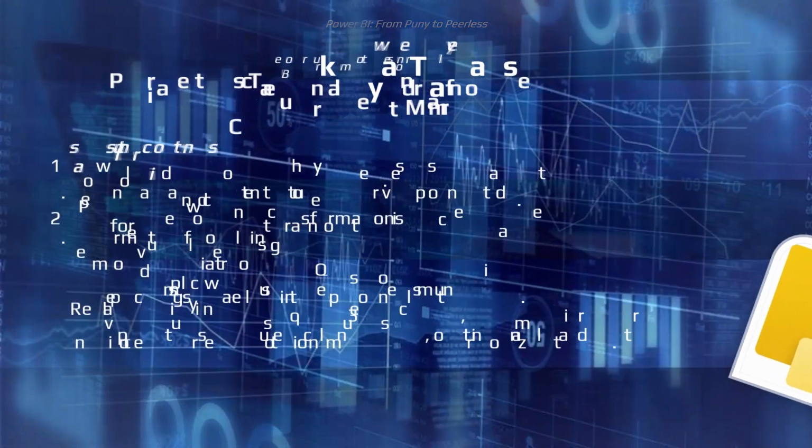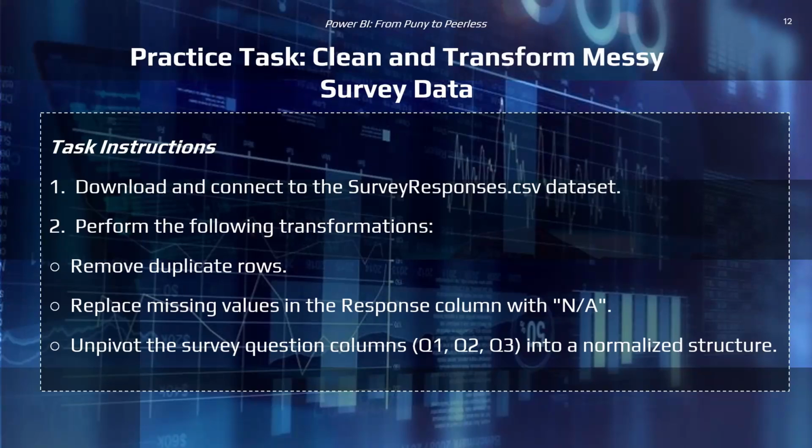Practice task: clean and transform messy survey data. Task instructions: download and connect to the survey responses.csv dataset and perform the following transformations. Remove duplicate rows. Then replace missing values in the response column with NA. And unpivot the survey question columns Q1, Q2, and Q3 into a normalized structure.